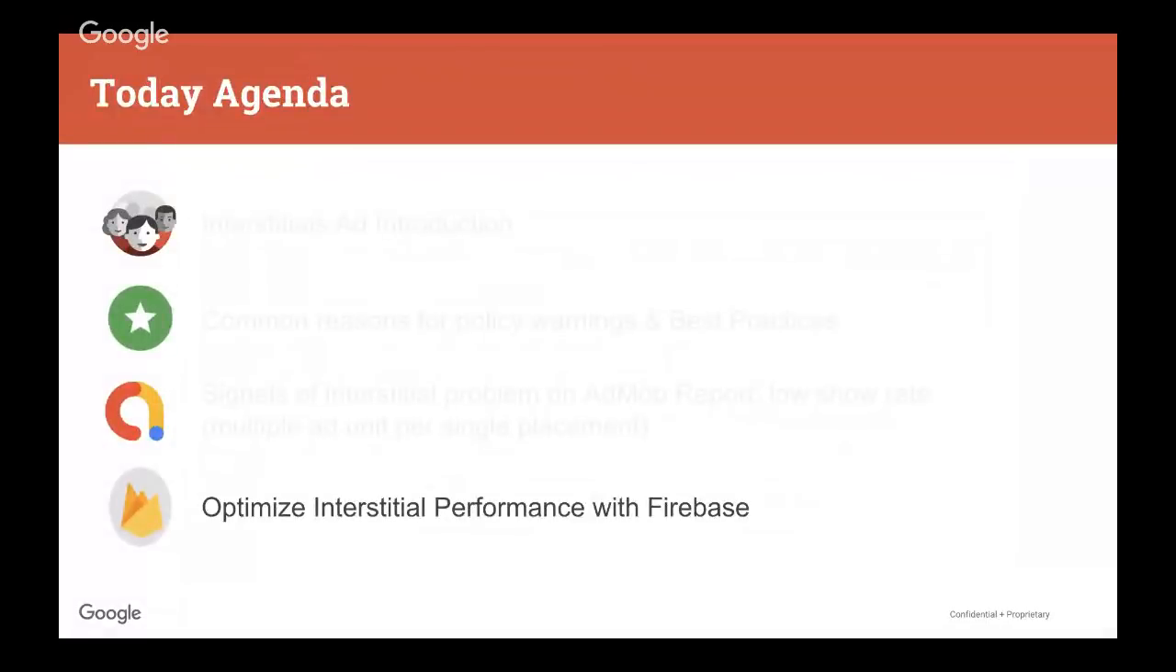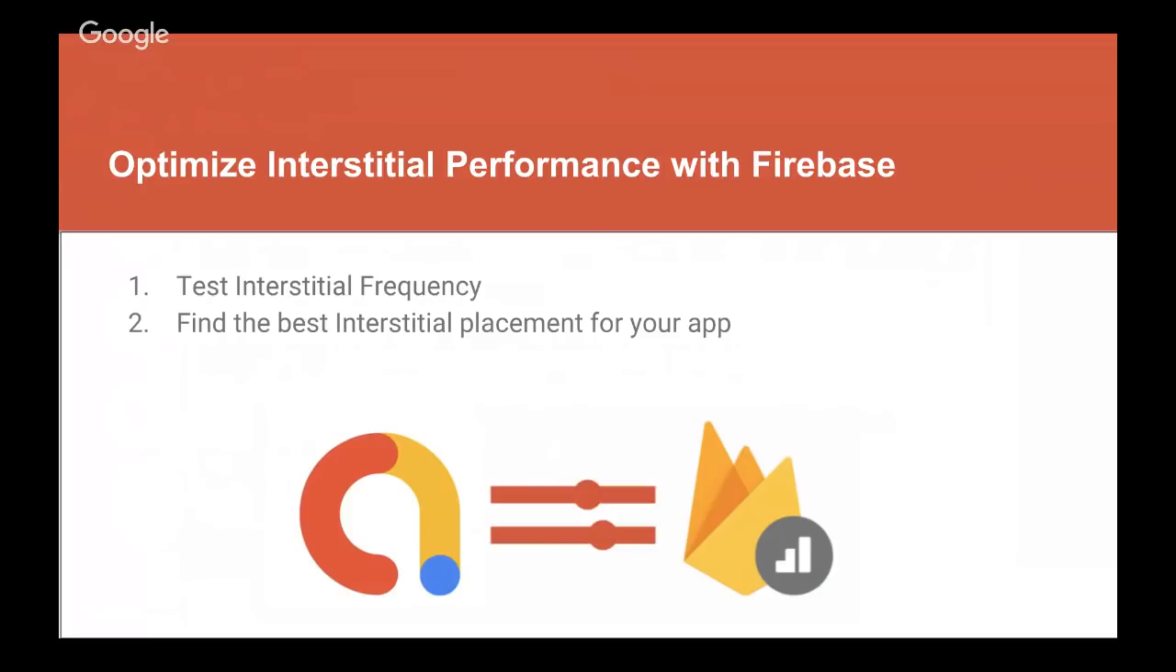All right, so our next topic is going to be about how to optimize interstitial performance with Firebase. Over to you, Hung. Okay, so about interstitial performance, there are two things that you can optimize. The first thing is frequency: how many impressions you can show to your user. And the second thing is placement: how and where in your app you can show the interstitial.